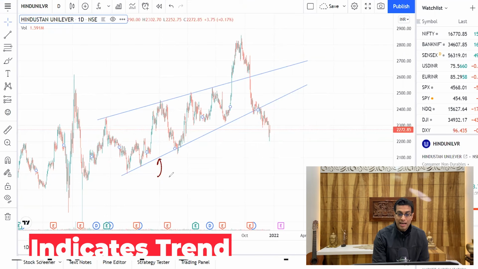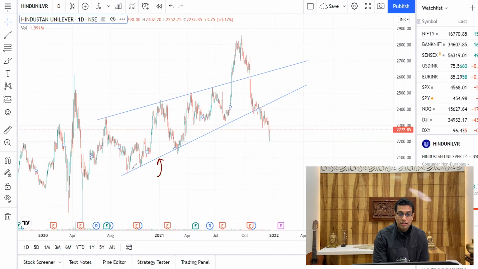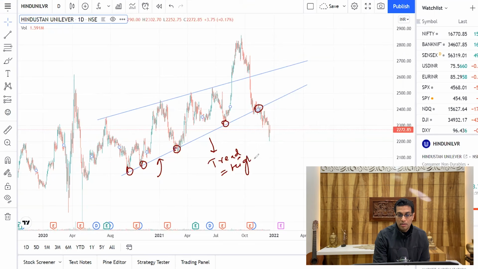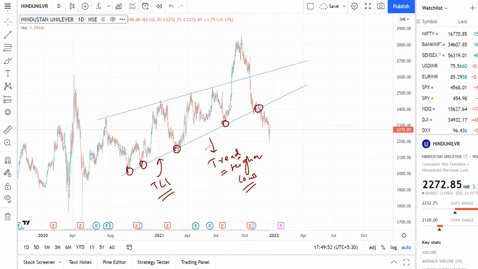For example, if you analyze this line, you will see that the stock is making higher lows. So that's a trend. This indicates a trend called higher lows. This is what this particular trend line 1 indicates. So this is what a trend line means. In simple words, a trend line indicates a certain trend. Here the trend being that the stock is making higher lows.